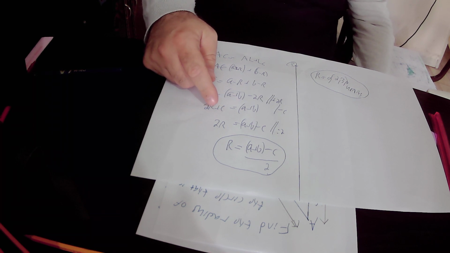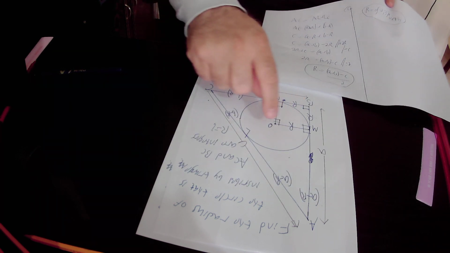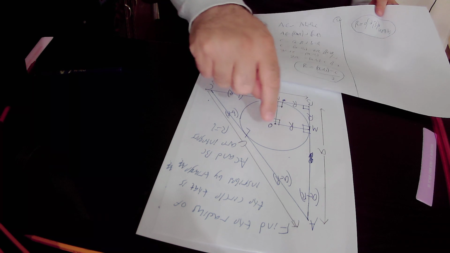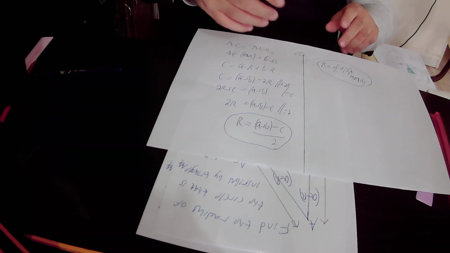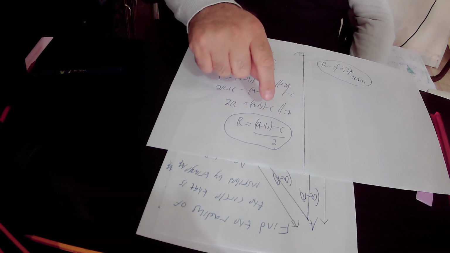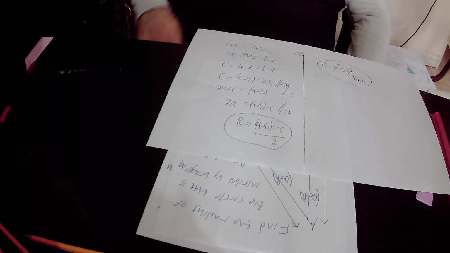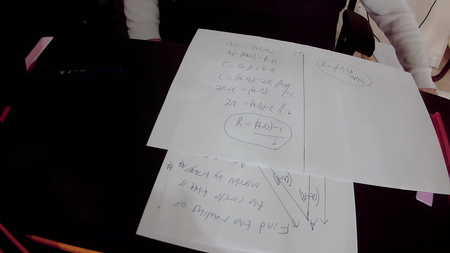We divided this equation by 2 and found out that the radius of this circle that is described by triangle ABC, that would be any triangle, is equal to A plus B, that is the sum of the perpendiculars, minus C, that is the length of the hypotenuse, over 2. Okay, now we can implement the new formula in our drawing.